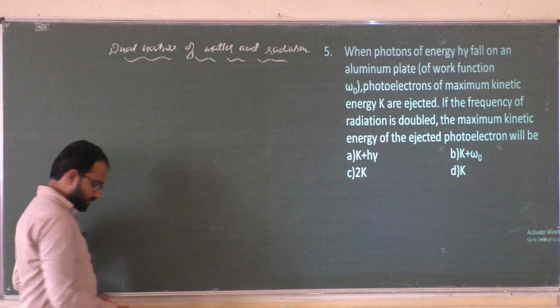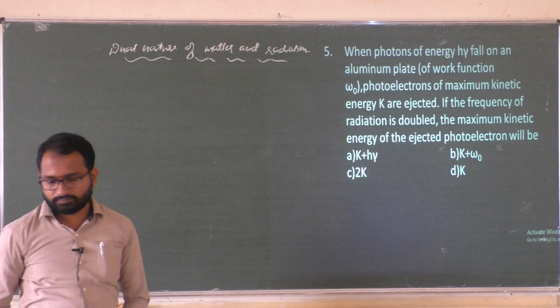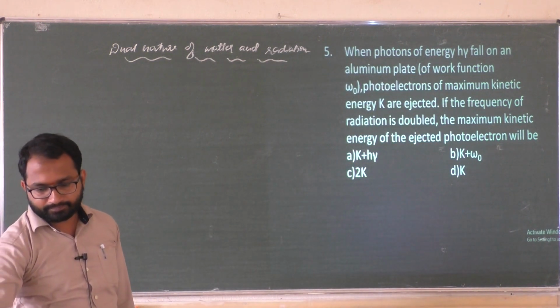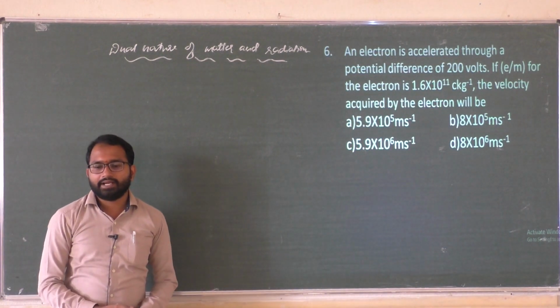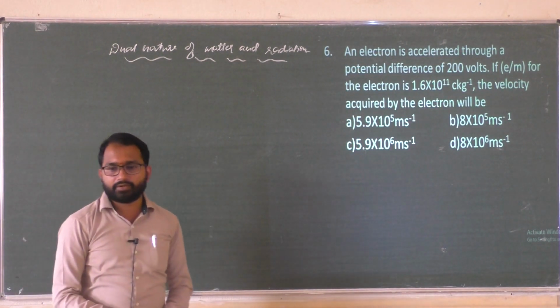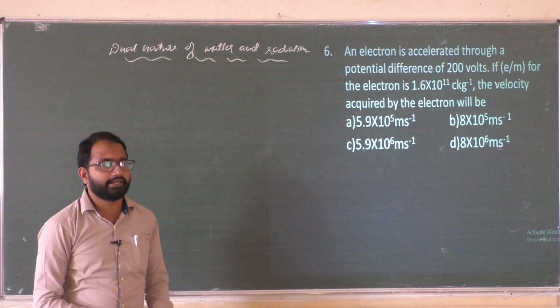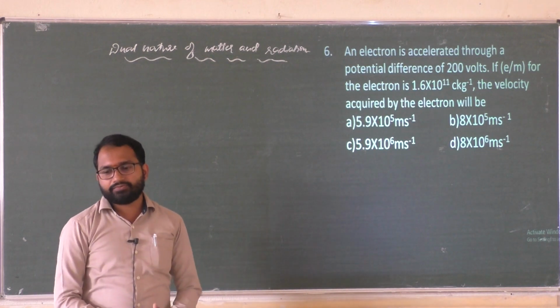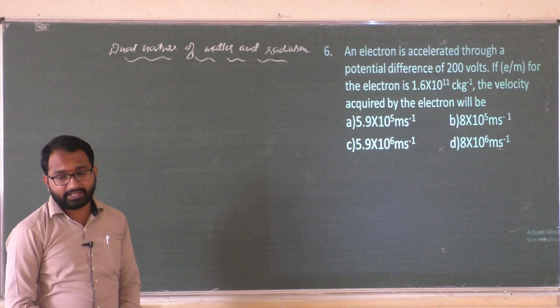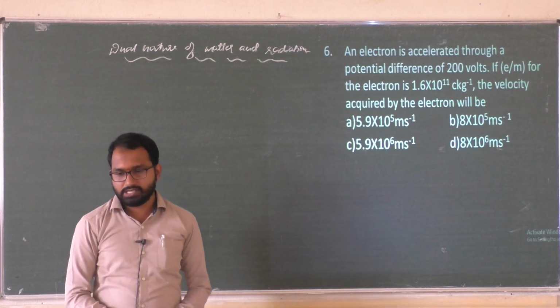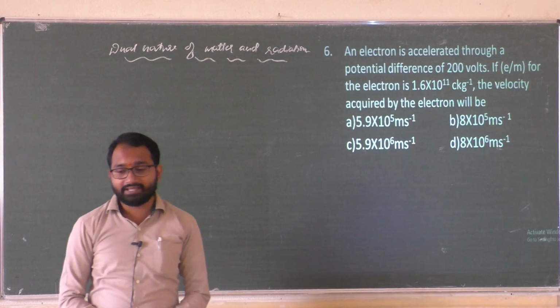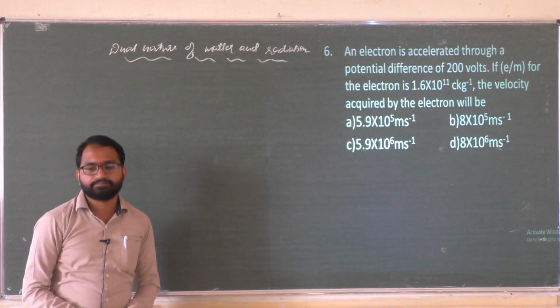So move on to the next question. Question number 6. An electron is accelerated through a potential difference of 200 volts. If e by m for the electron is 1.6 into 10 to the power of 11 coulomb per kg, the velocity acquired by the electron will be.